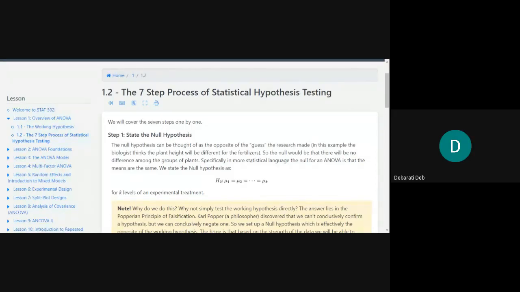Whatever your guesswork is, you will just write it in the reverse way. Specifically, in more statistical language, the null for an ANOVA is that the means are the same. I'm not going to talk about ANOVA at this moment, so you don't write this line. When I discuss ANOVA in the class, then you can add this line, but not now. You just write till difference among the group of plants.